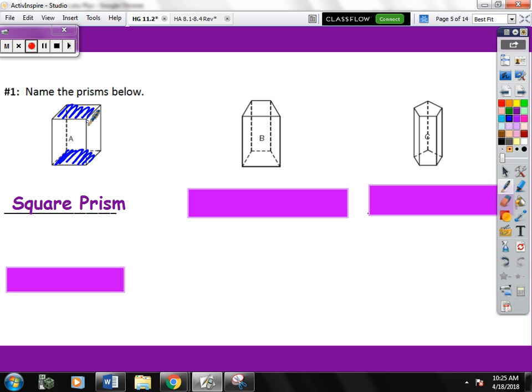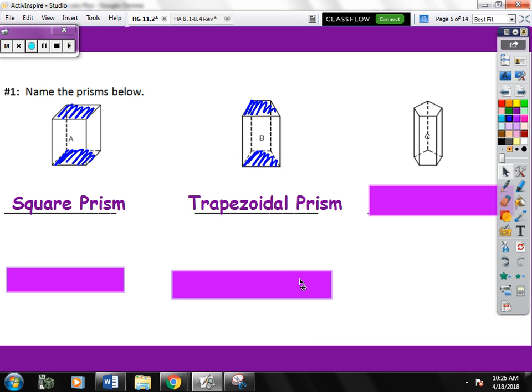Next one, our bases again are what we have two of. And they will be parallel. So what do you think we would call this prism? A trapezoidal prism. If you were to write just trapezoid prism, I would accept it.